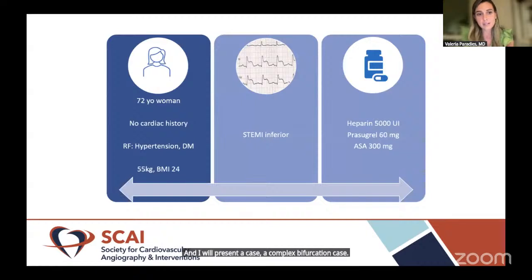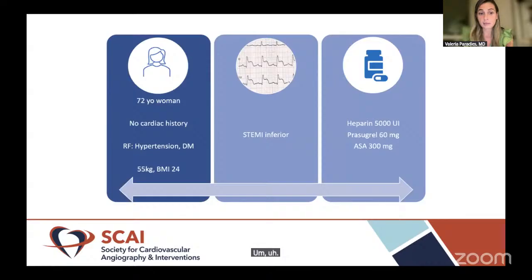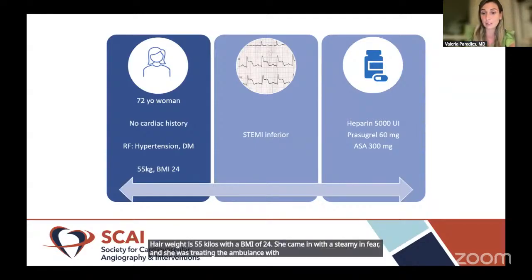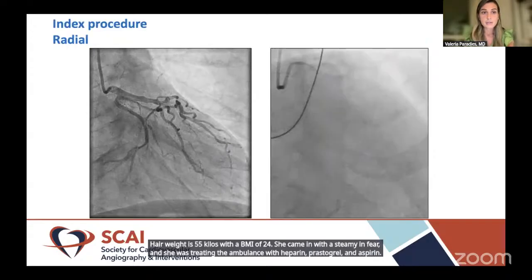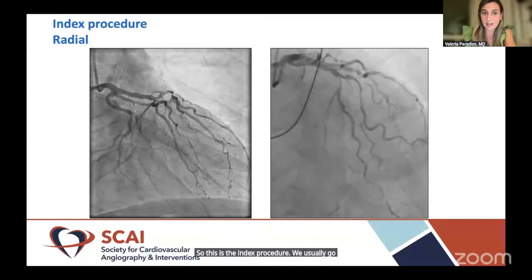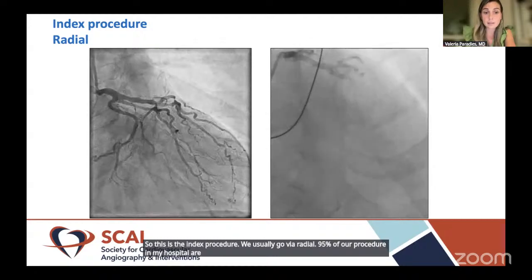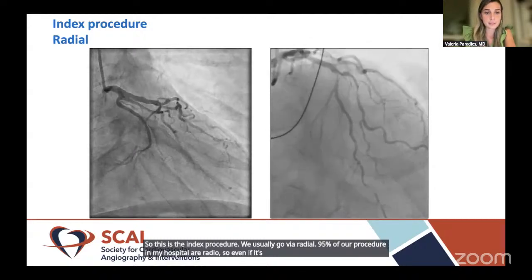So we're talking about a 72-year-old woman with no cardiac history, with hypertension and diabetes as risk factors. Her weight is 55 kilos with a BMI of 24. She came in with a STEMI, and she was treated in the ambulance with heparin, prasugrel, and aspirin. So this is the index procedure. We usually go via radial. 95% of our procedures in my hospital are radial, even if it's a primary PCI.